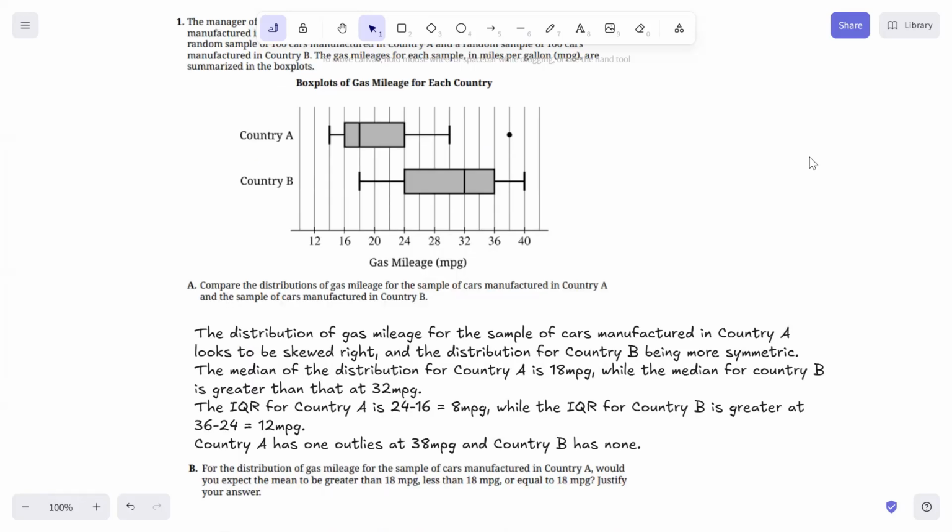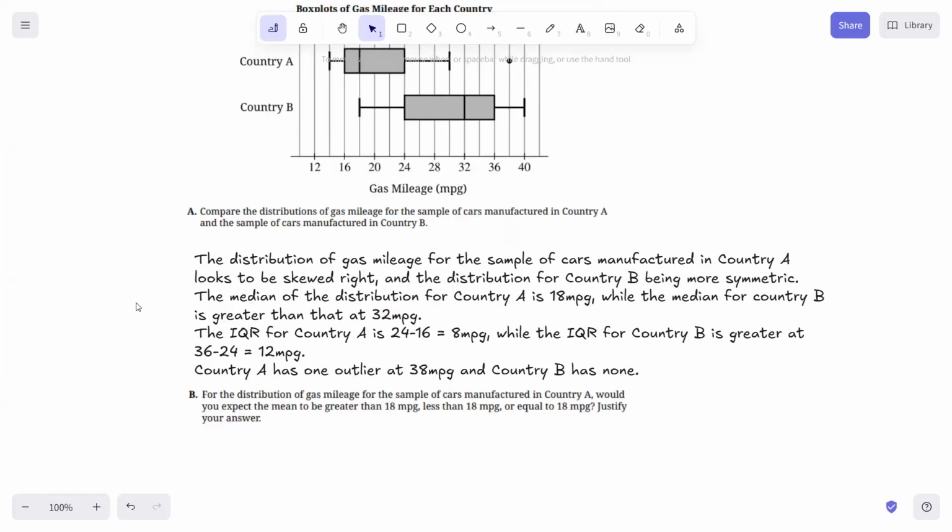The distribution of gas mileage for the sample of cars manufactured in country A looks to be skewed right, and the distribution for country B is more symmetric. The median of the distribution for country A is 18 miles per gallon, while the median for country B is greater than that at 32 miles per gallon. The interquartile range for A is 8 miles per gallon, while the interquartile range for B is greater at 18 miles per gallon. Country A has one outlier at 38 miles per gallon, and country B has none.